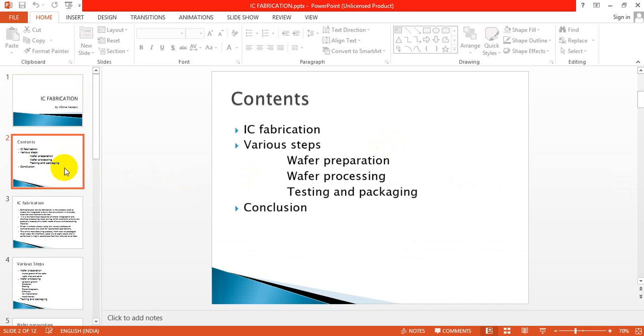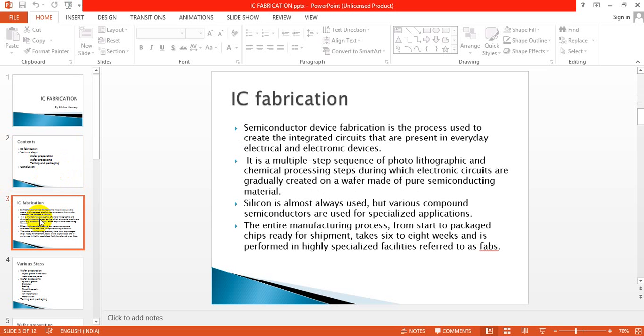The topics I'm going to speak on are, firstly, what is IC fabrication? Second, the various steps to prepare fabrication of IC, and finally the conclusion. So, what is IC fabrication?